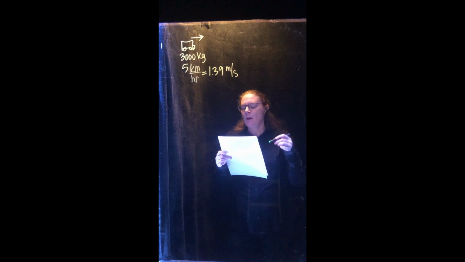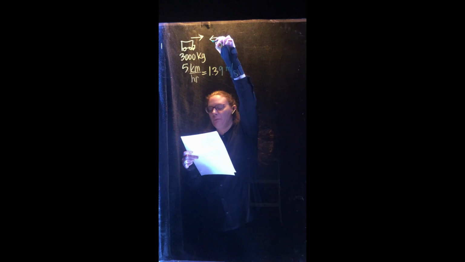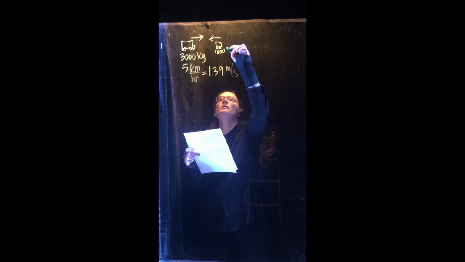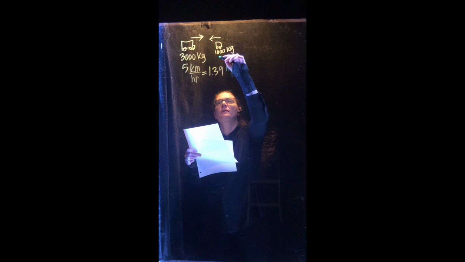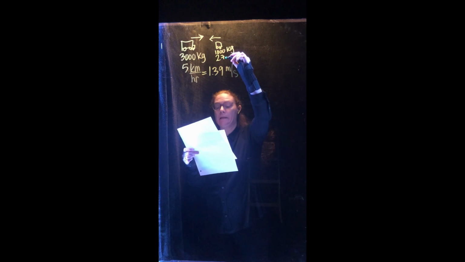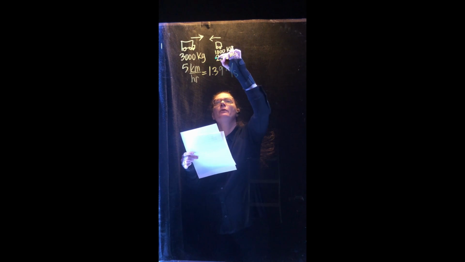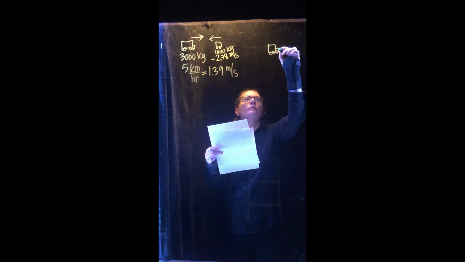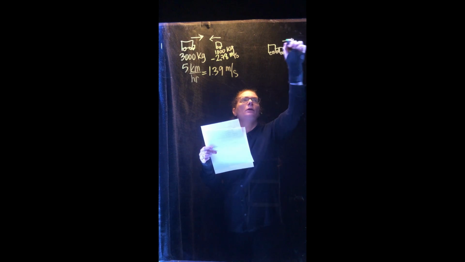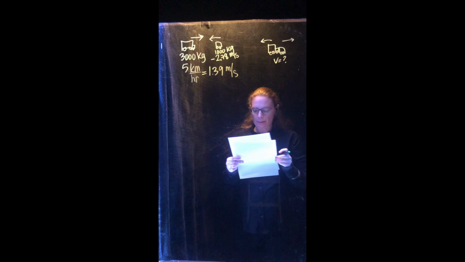Doesn't seem very big. Okay, and it's going to collide with the car moving leftward, and the car is 1,000 kilograms, and that was at 10 kilometers an hour. So it must be twice that, 2.78 meters per second. Oh, left, negative. And then they stick together and they go some direction. We want to know what this final velocity is.